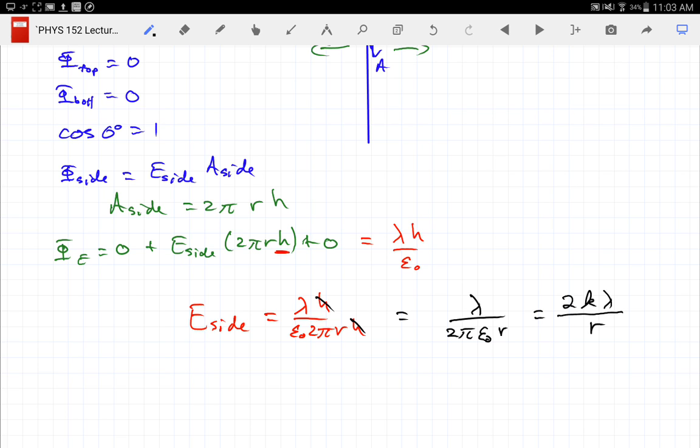Got smaller by what? If you double the distance, how much did it get smaller? Quadruple, because it was inversely proportional to the distance squared. Now it's only inversely proportional to the distance. So if you have a line of charge, the electric field drops off more slowly.